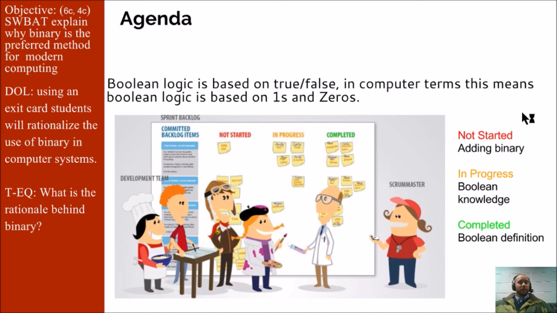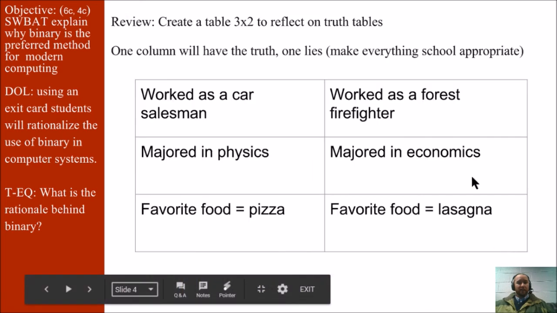So as a quick refresher from yesterday, Boolean logic is based on true or false. In computer terms, this Boolean logic is based on ones and zeros. What we've not started is adding binary, so still sticking to the promise of no math yet. And in progress is just our knowledge of how Boolean works in this world. Completed, we know the definition of Boolean, and that's either true or false, on or off.